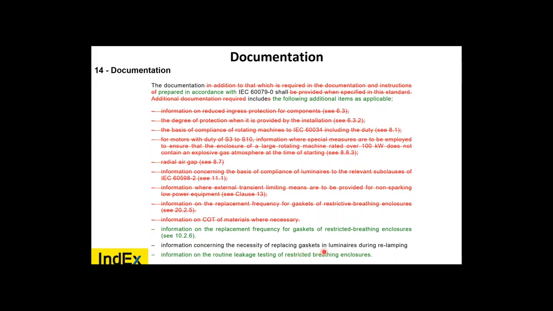Now, the reason you have to replace gaskets in luminaires is if it's not LED, that light is going to get very hot. So that gasket is going to expand and contract when lights go on and off. It's going to burn. That seal is going to become, well, less sealing. Now, information on the routine leakage testing of restricted breathing enclosures. Has it been tested for 360 seconds, 90 seconds, or 14?